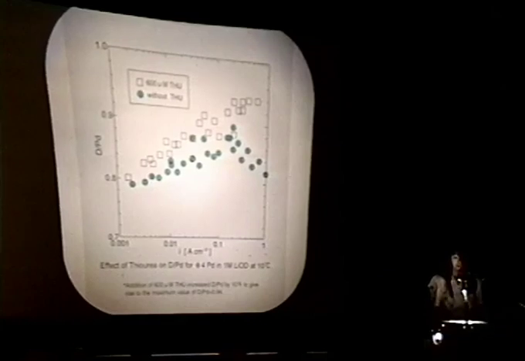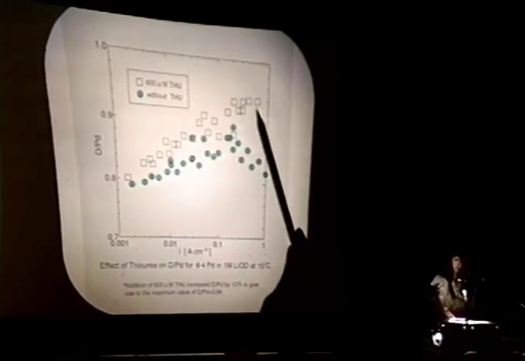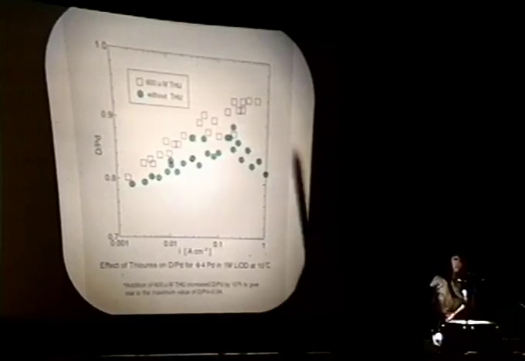This figure shows the effect of thiourea on D over PD for palladium in 1 molar LiOD at 10 degrees C. The green circles are D over PD in 1 molar LiOD without thiourea. The open squares are that in 1 molar LiOD containing thiourea. Addition of 600 micromolar thiourea increased D over PD by 10% to give rise to the maximum value of D over PD equal 0.94.